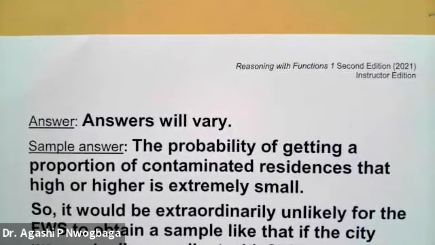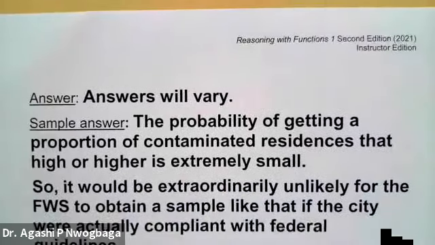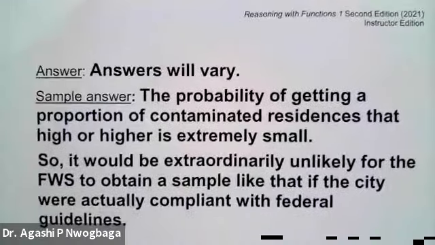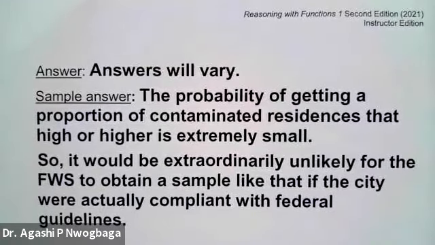The probability of obtaining a proportion of contaminated residences that high or higher is extremely small. So it would be extraordinarily unlikely for the FWS to obtain a sample like that if the city were actually compliant with federal guidelines. So it's very unlikely, extremely unlikely.